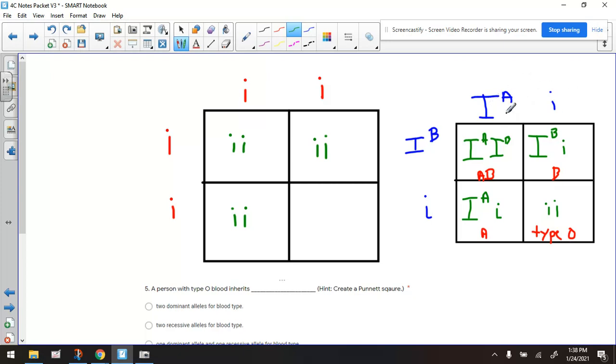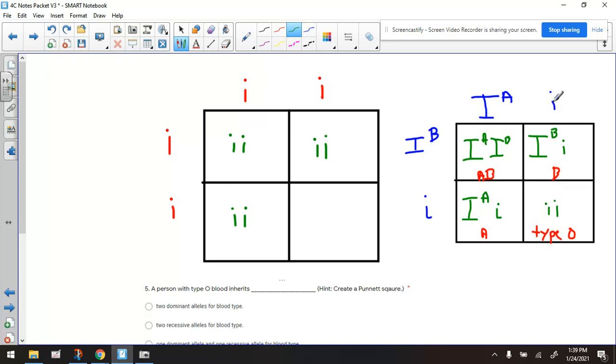dad was type A heterozygous and mom was type B heterozygous, but they did have the recessive O blood allele? If we look at the offspring in this case, this offspring would end up being type AB. This offspring would be type B because this is the dominant allele that masks or covers up the O blood type, or this allele here.